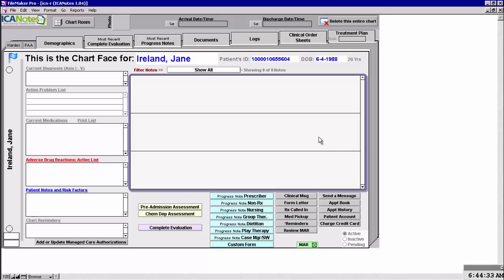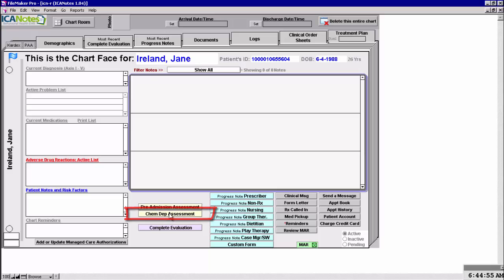My name is Liz, and today we're going to look at our new chemical dependency assessment using the ASAM criteria. The ASAM criteria is the most widely used and comprehensive set of guidelines for placement, continued stay, and transfer or discharge of patients with addiction and co-occurring conditions.